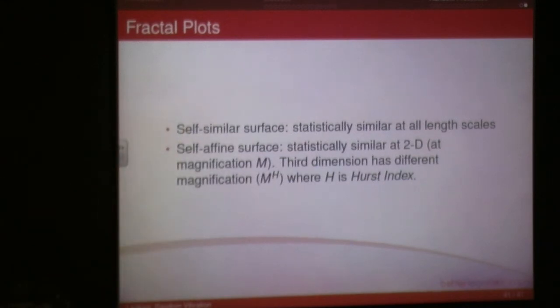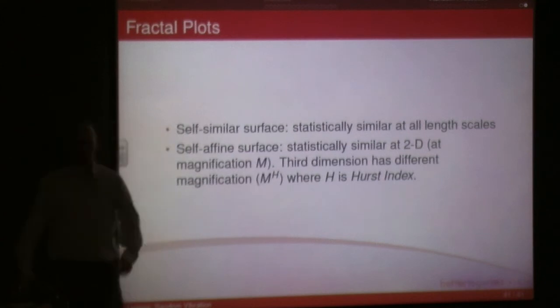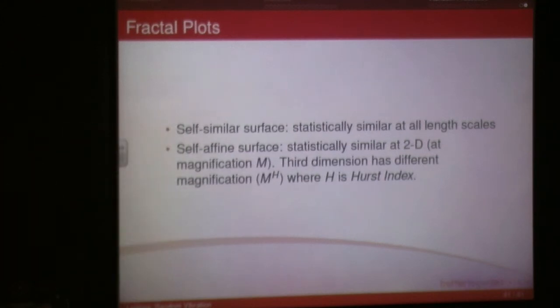And so you've got a 3-dimensional surface. The edges of that surface, if you zoom in at m, will be the same as if you were looking at it originally. So that's like a Mandelbrot set, 2 dimensions. But there'll be a third dimension, and to get the repeating pattern, you have to zoom by m to the power of h, where h is known as this Hurst index. It's just a bit of information. But there's an example.